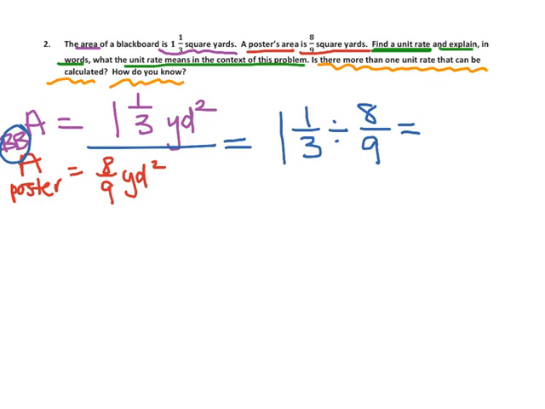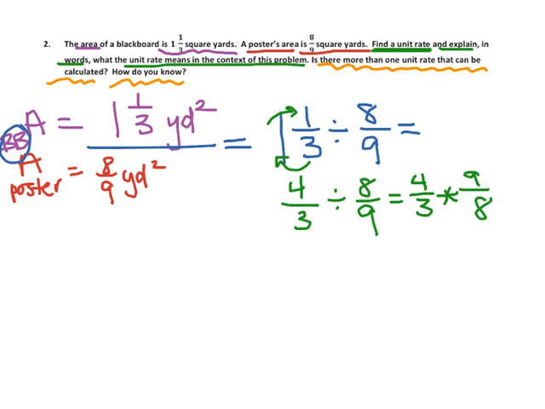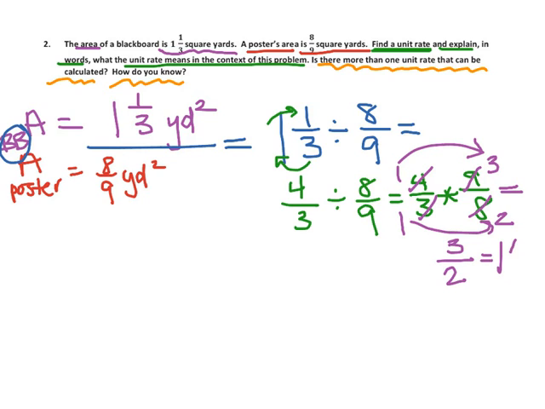I just wrote my complex fraction in a standard form, 1 1/3 divided by 8/9. Let's change that to an improper fraction here. 3 times 1 is 3, plus 1 is 4/3, divided by 8/9, which is fine. Keep, change, flip. We have a lot of cross factors here, which is great. 4 divided by 4 is 1, 8 divided by 4 is 2, 3 divided by 3 is 1, 9 divided by 3 is 3, equals 1 times 3 is 3, 1 times 2 is 2, simplify to 1 1/2.